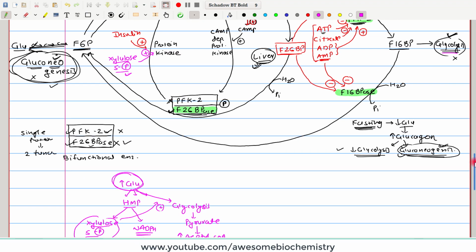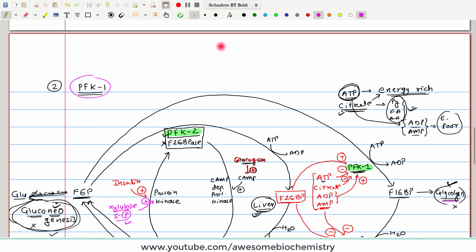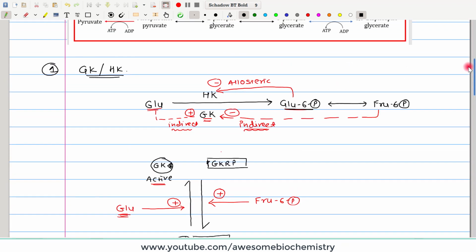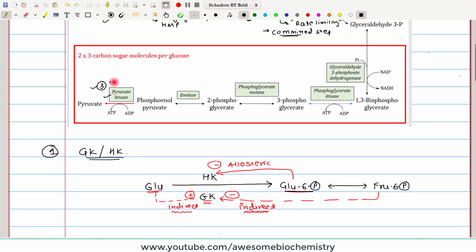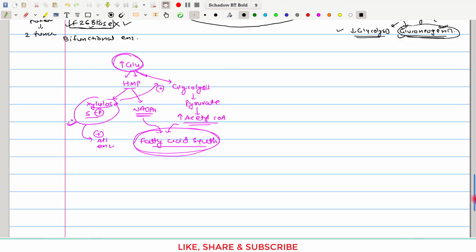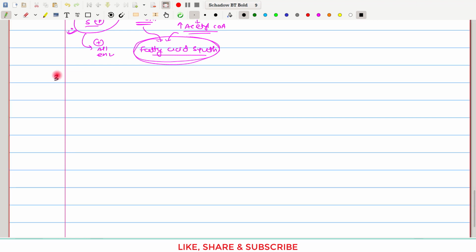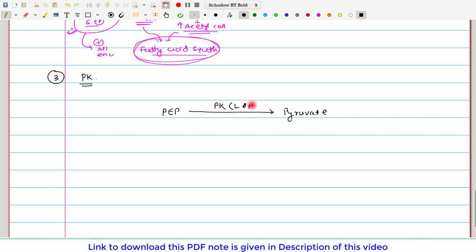So that's all the discussion about this second irreversible step, that is phosphofructokinase 1. Let's discuss the third and final irreversible step, that is pyruvate kinase. How is pyruvate kinase regulated? The third irreversible step, catalyzed by pyruvate kinase, converts phosphoenolpyruvate to pyruvate. In our body, there are two different types of pyruvate kinase: one is pyruvate kinase L and the second one is pyruvate kinase M.